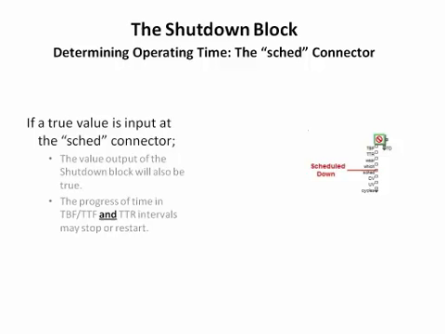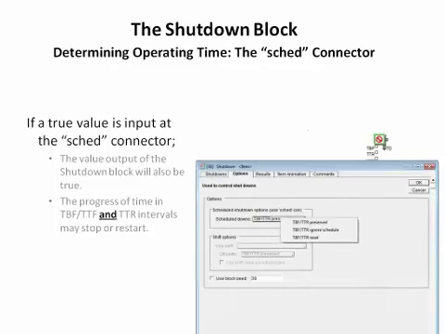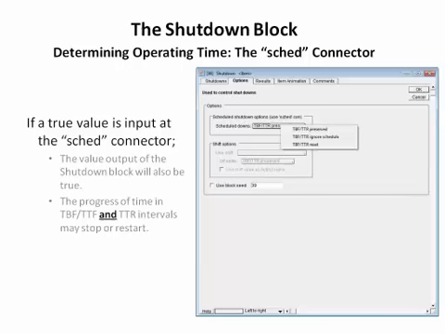Now, the progression of time in TBF and TTR intervals can be stopped or started using this shutdown connector. So you can choose that scheduled downs either preserve both TBF and TTR, or they ignore, or they can reset it.